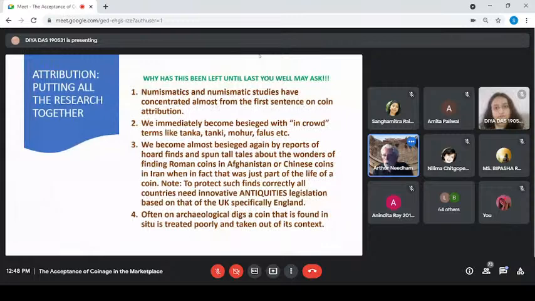Attribution. Now, I guess a lot of people were thinking, wow, he's going to talk about Kushan coins and punchmark coins and Mughal coins, etc. Well, I'm sorry if I disappointed you, because that's the old way of looking at numismatics. They grab all the students and say, we're going to look at Kushan coinage. Well, how do you do that if you don't understand how coins are made, if you don't understand how coins were used? So numismatics and numismatic studies have concentrated almost from the first sentence on coin attribution. That's wonderful. We can get around to that when we understand what a coin is and how it was made and how it was used.